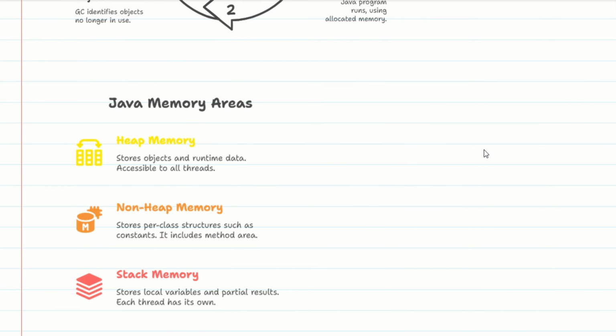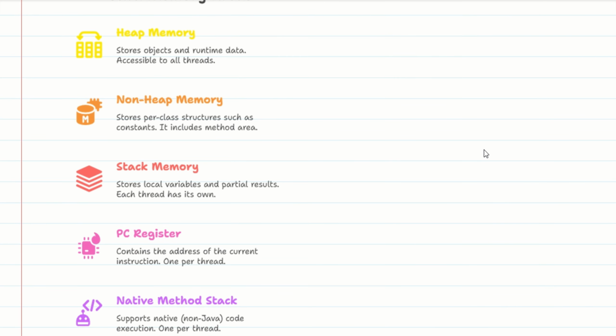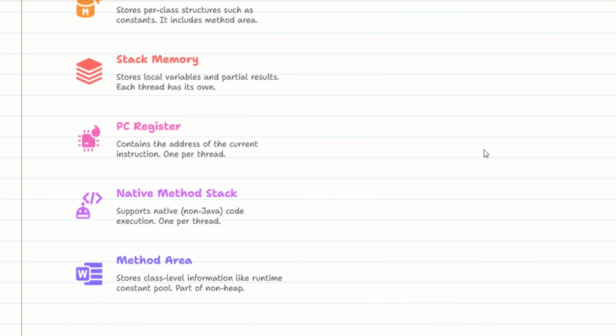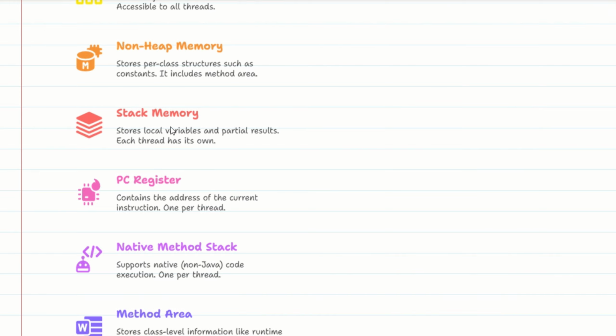The memory in JVM is primarily divided into heap memory, which stores objects and runtime data and is accessible to all threads. Then we have non-heap memory, which stores per class structure such as constants, and it also includes the method area. The method area stores class level information like the runtime constant pool, which is part of non-heap. Then we have stack memory, PC register, and native method stack.